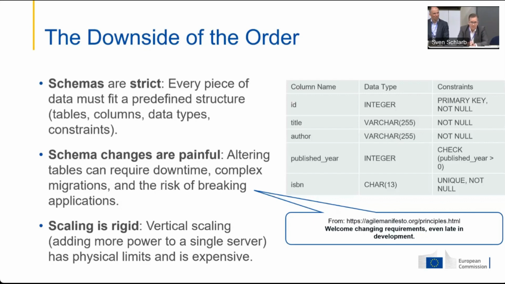Then we have also the problem of scaling. Databases are different nowadays. You have heard here from the Danish National Archives about petabytes of data. That is now an order of magnitude that we are getting quite used to. And vertical scaling is very expensive. So that is basically adding more power to a single server, and that has physical limits and is very expensive.